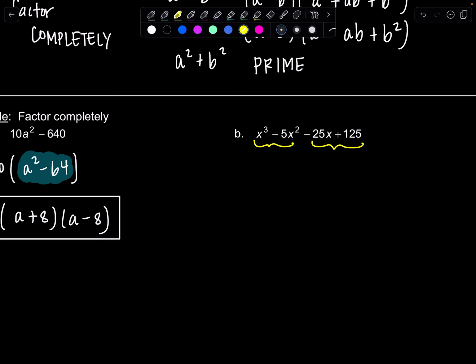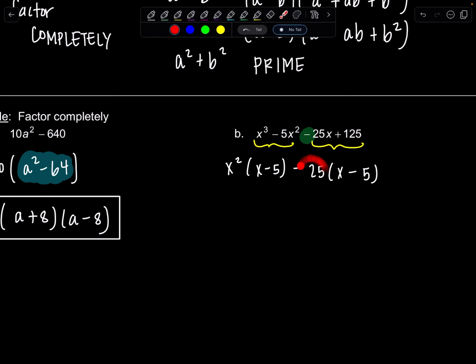The greatest common factor for x cubed and negative 5x squared is x squared. If I take it out, I'm left with x minus 5. Then I bring this minus sign down. And then the greatest common factor between 25x and 125 is 25. And then watch out, I have to switch this to now a minus 5. Since I'm factoring out negative 25 from positive 125, it becomes negative 5.